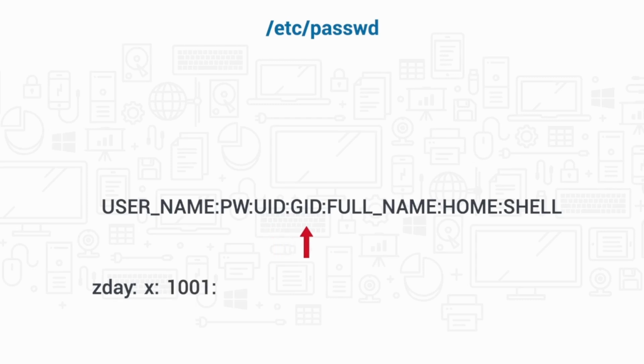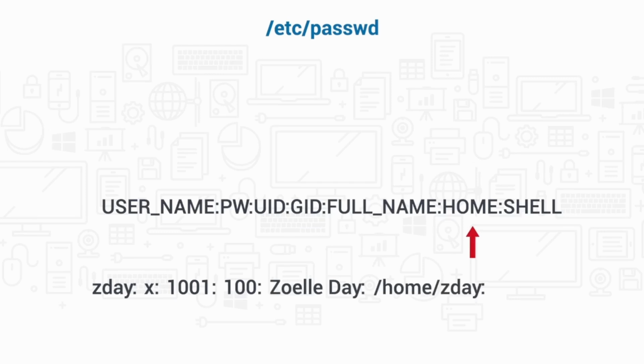Then we have the group ID field, which references the group ID number of the user's default group. In Linux, a single user account can be a member of several different groups. But by default, a user is always assigned to one group, the default group. This is almost always the user's group, which has an ID of 100. Next, we have the full name field, which just contains the user's full name. The next field specifies the user's home directory. And finally, the default shell field specifies which shell is going to run for the user by default. Most distributions set the default shell to /bin/bash.